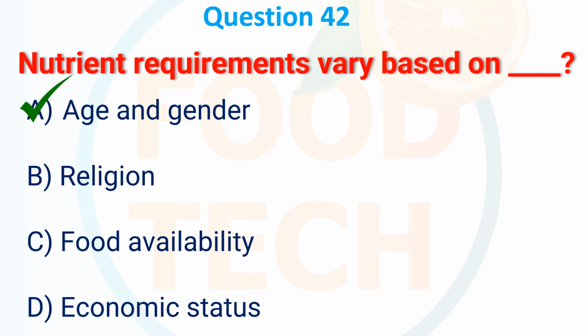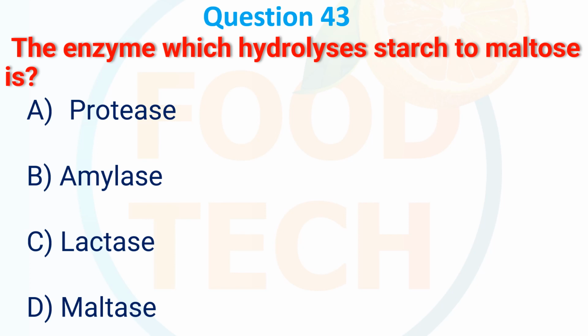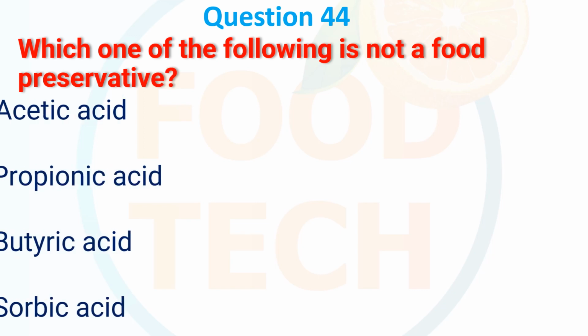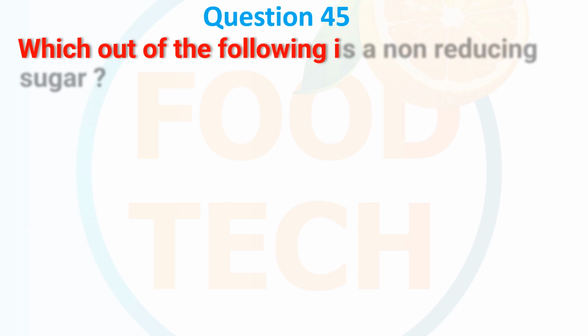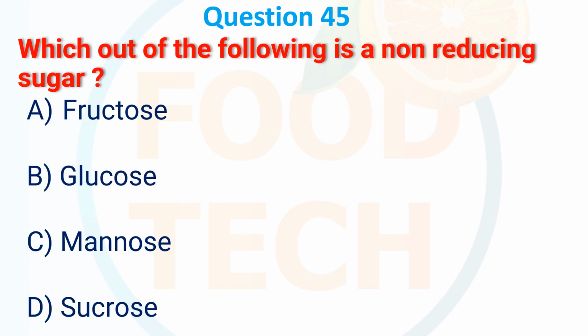Age and gender. The enzyme which hydrolyzes starch to maltose is A. Protease, B. Amylase, C. Lactase, D. Maltase. The answer is B. Amylase. Which one of the following is not a food preservative? A. Acetic acid, B. Propionic acid, C. Butyric acid, D. Sorbic acid. The answer is C. Butyric acid. Which of the following is non-reducing sugar? A. Fructose, B. Glucose, C. Mannose, D. Sucrose. The answer is D.